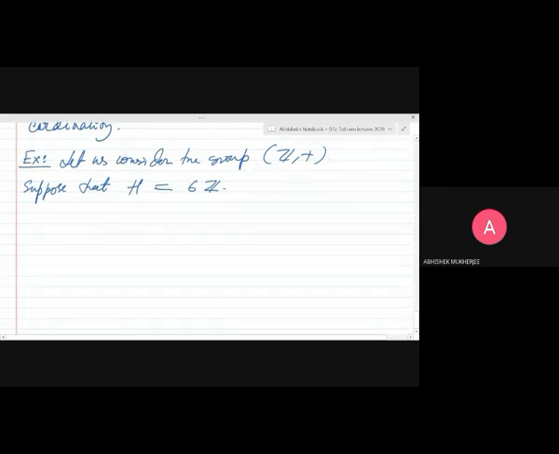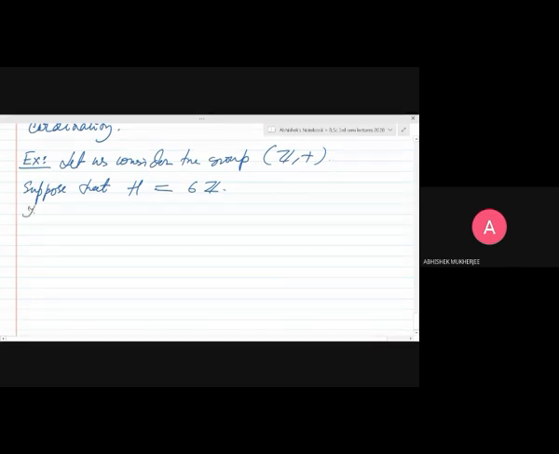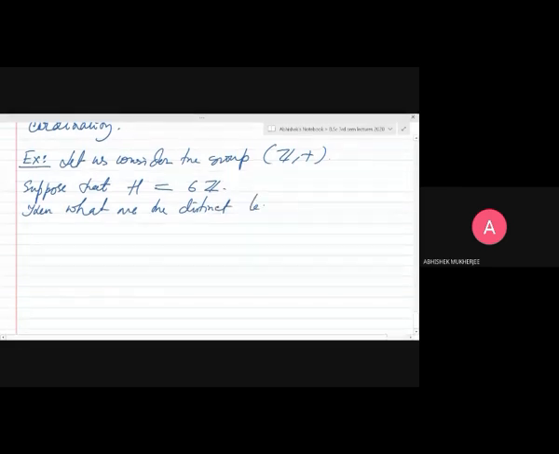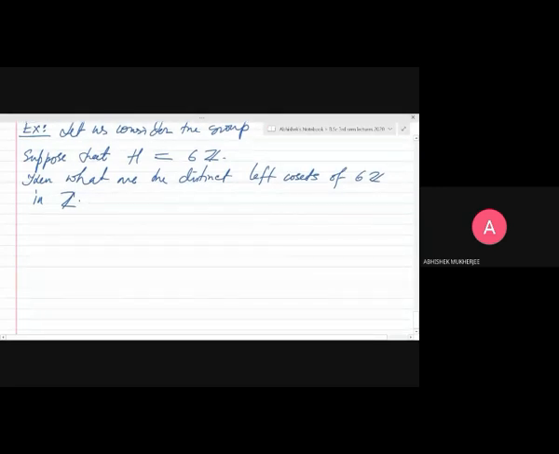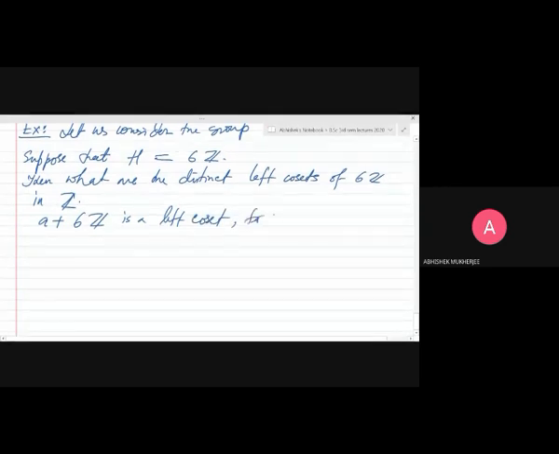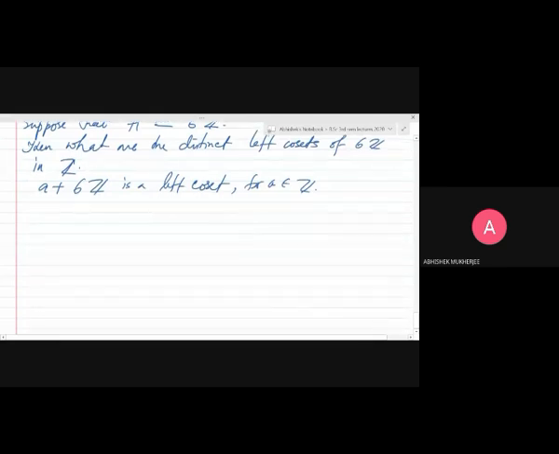Then what are the distinct left cosets of 6Z in Z? So this is a question. How can you generate all those distinct left cosets of 6Z in Z? Now you know that a plus 6Z is a left coset, right? For a belongs to Z.